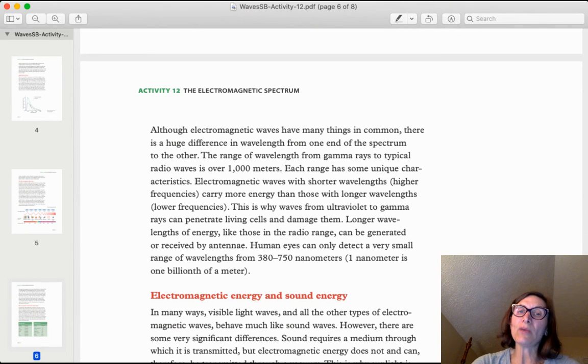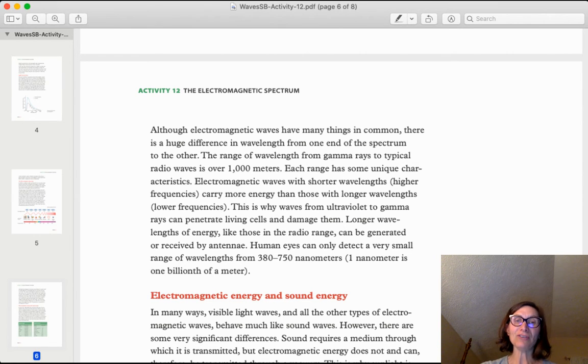Although electromagnetic waves have many things in common, there is a huge difference in wavelength from one end of the spectrum to the other. The range of wavelength from gamma rays to typical radio waves is over 1,000 meters. Each range has some unique characteristics. Electromagnetic waves with shorter wavelengths, higher frequencies, carry more energy than those with longer wavelengths, lower frequencies. This is why waves from ultraviolet to gamma can penetrate living cells and damage them.